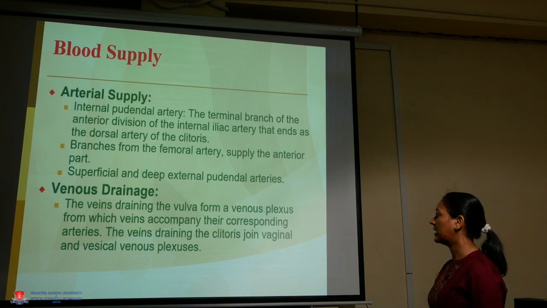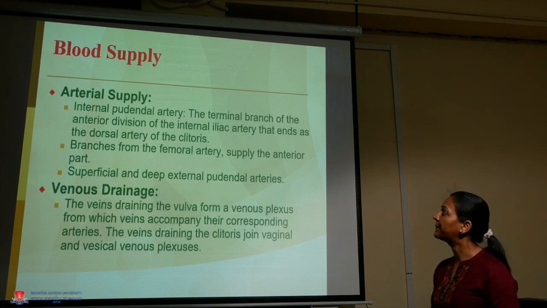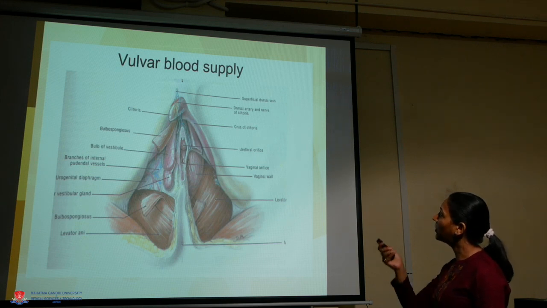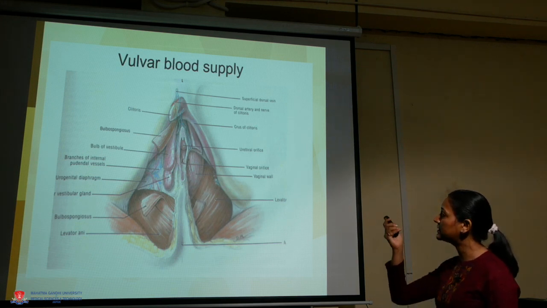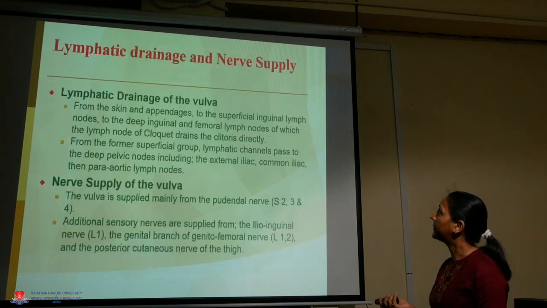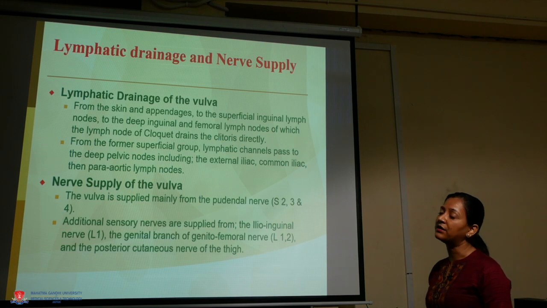The veins draining the clitoris join the vaginal and the vesical venous plexuses. Vulvar blood supply comes from the superficial dorsal vein, dorsal artery and nerve of the clitoris. Then the crus of the clitoris. This is the diagram which is showing all the parts of the vulva and the blood supply. Lymphatic drainage and nerve supply.